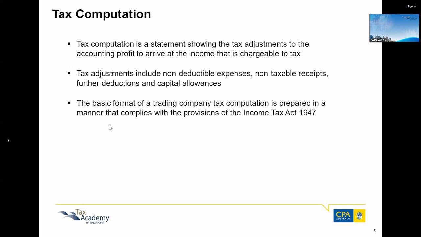Okay, what's the tax computation? It's actually a statement showing the tax adjustments to the net profit before tax to arrive at the chargeable income. So the tax adjustments include non-taxable receipts, non-deductible expenses, further deductions, and capital allowances. This tax computation must be prepared in accordance with the provisions of the Income Tax Act 1947.